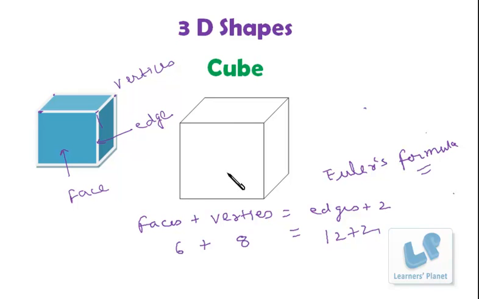Here I have mentioned the cube. Similarly, you can find out the vertices, edges and faces for a prism. So we discussed the relationship, we discussed the area of a cube, and the volume of a cube.